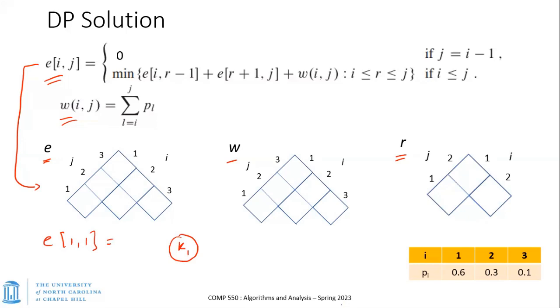So it's kind of obvious, but what should be the cost of searching for K1? Given these probabilities, the probability of searching for K1 is 0.6, K2 is 0.3, and K3 is 0.1. So what should be this? Well, you can get the solution from here, or just intuitively you can say this is what the cost should be. What should be the optimal cost of searching for K1?